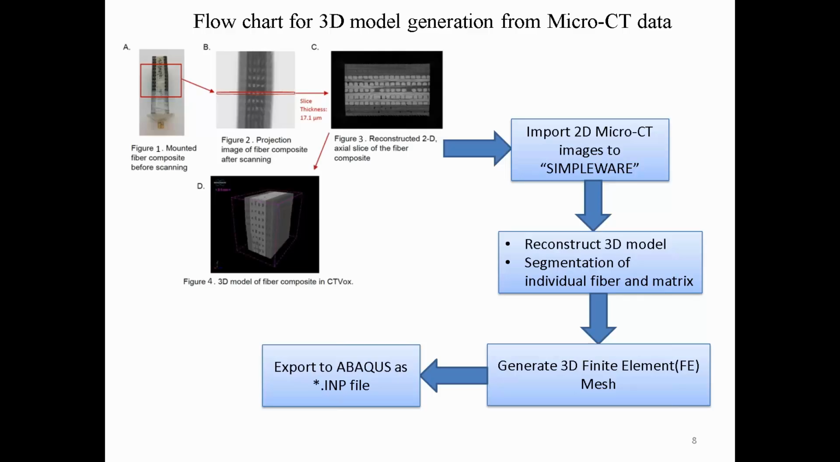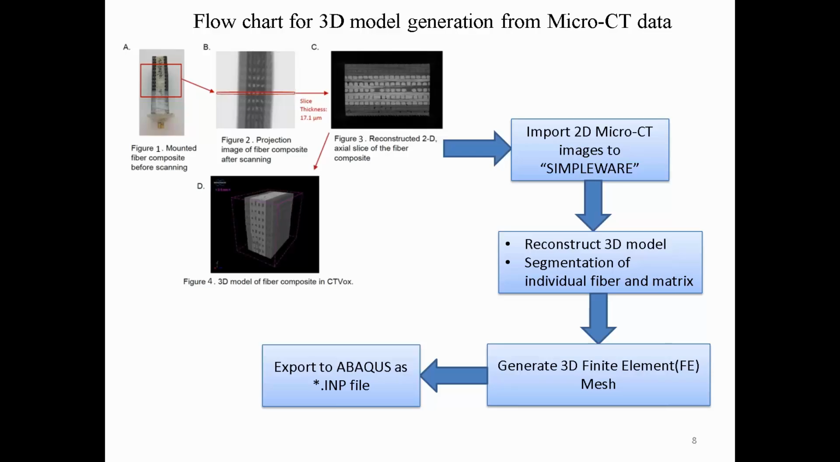So this is another flow chart where you can see in a very schematic way that after you do all the scanning on the left-hand side and you get the images, you get all the 2D cross-sectional images, and then you reconstruct them and make a 3D model of the whole specimen, right? And when you bring those images into Simpleware and reconstruct the 3D model inside Simpleware, you can individually segment all the fibers, like carbon, glass, Kevlar, and epoxy individually.